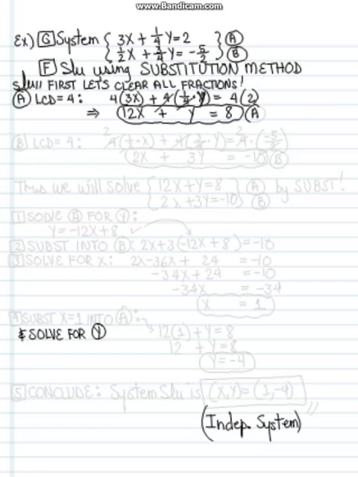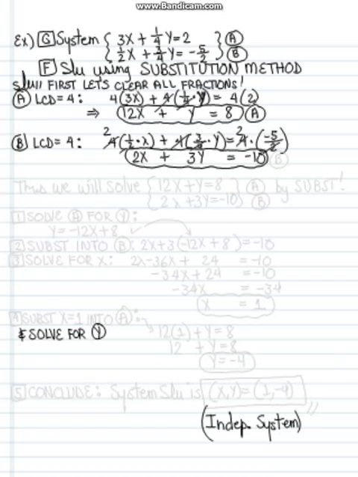Now the second equation, B, has denominators of 2, 4, and 2. So the LCD happens to also equal 4. I'm going to multiply every term on the left and on the right by the LCD, 4. We're going to cancel factors on the top and bottom. We get 2x plus 3y equals negative 10. That's our new version of equation B.